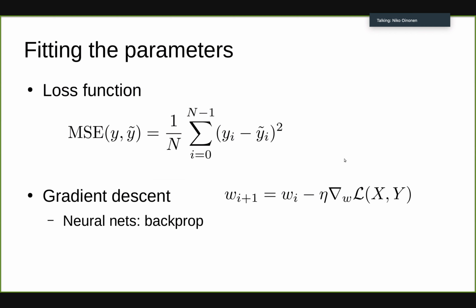In neural networks, there's a specific algorithm called backpropagation, or backprop, which does this very efficiently. The name comes from the fact that because the neural network is a function composition, you do the gradient calculation by using the chain rule of derivatives, starting from the end of the network and then going backwards towards the beginning.